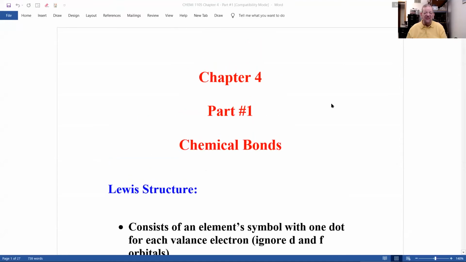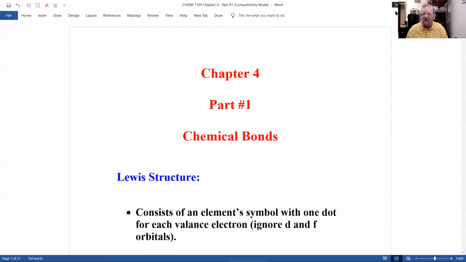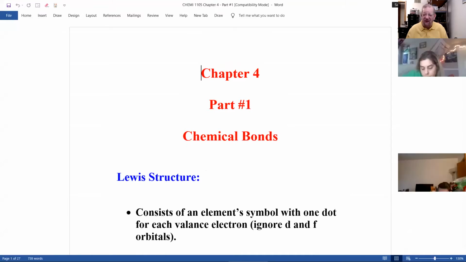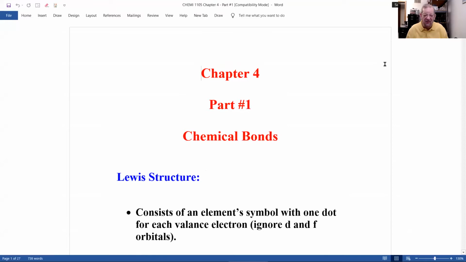There are two parts of chapter 4, and the first one deals with chemical bonds. Time for a real bad humor joke, and you can groan. No relationship to James Bond. But like I said, real bad joke.